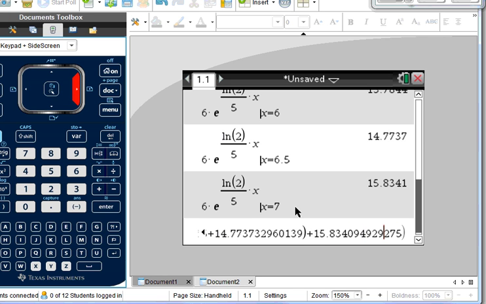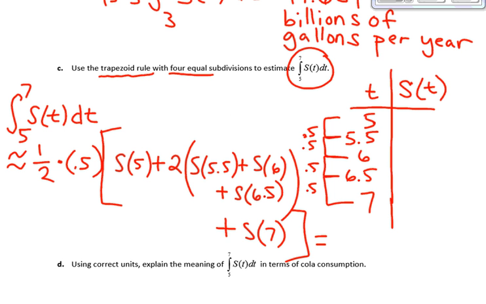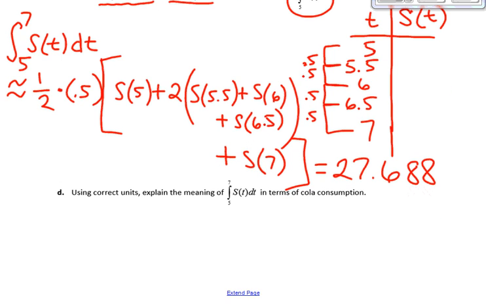Okay, so I just wanted to show you my form there, and now we get 27.668. Okay, so that's my final answer. Notice we did not have that they wanted you to include units here, because looking at Part D, that's where they want you to explain the meaning of what you just found. So Part D is really like the units and explanation of that 27.668.